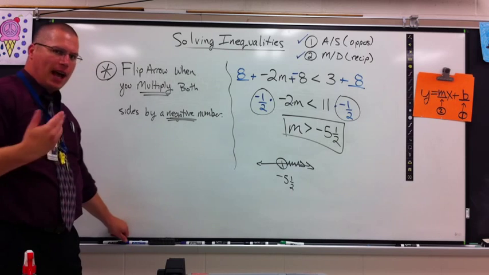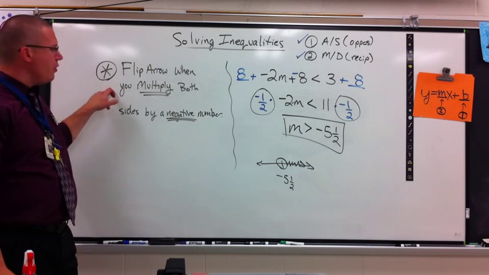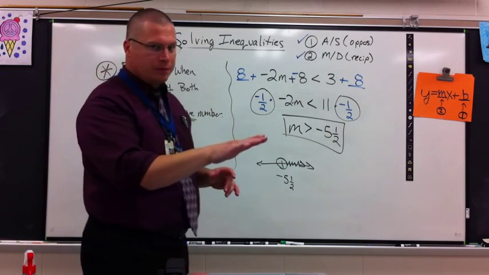That's solving. Solving happens the same way. The only difference is the introduction of this rule. If you multiply both sides by a negative number, you must flip the direction of the arrow. Good luck.